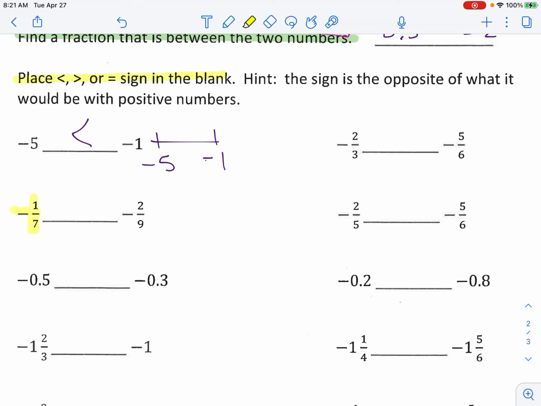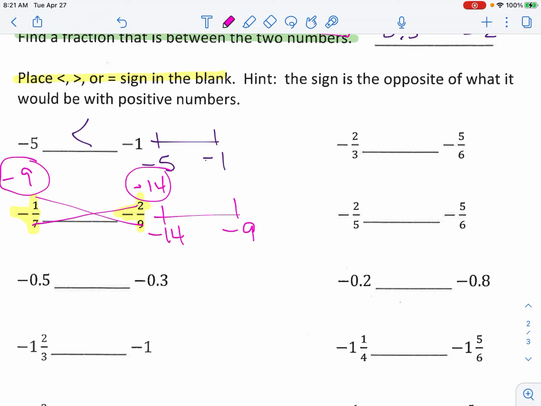Now, with this next problem, negative 1/7 and negative 2/9, we are allowed to do cross products. So I'm going to multiply 7 times 2. Since these are both negative numbers, 7 times 2 is 14, so that's going to be negative 14. And then 9 times 1, that would be negative 9. So now the two numbers I'm comparing are negative 9 and negative 14. On a number line, negative 9 would be here, negative 14 would be to the left. So negative 9 is greater than negative 14.